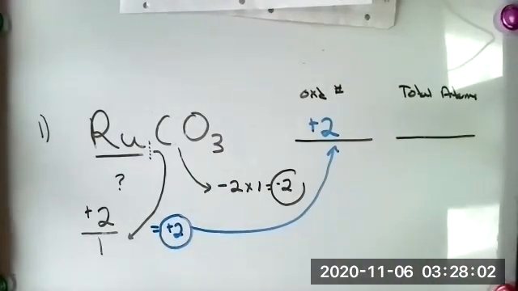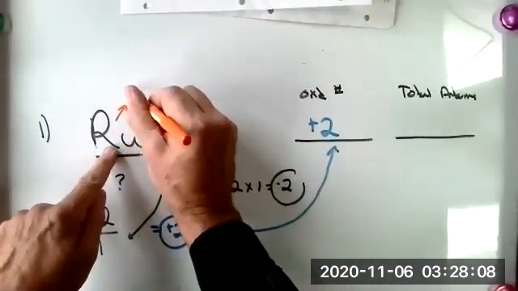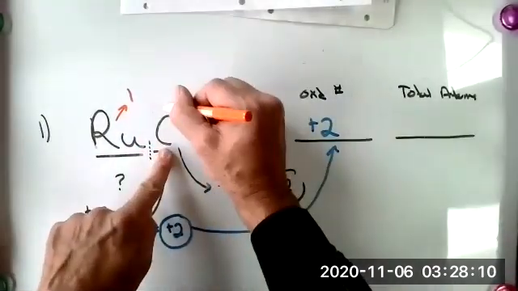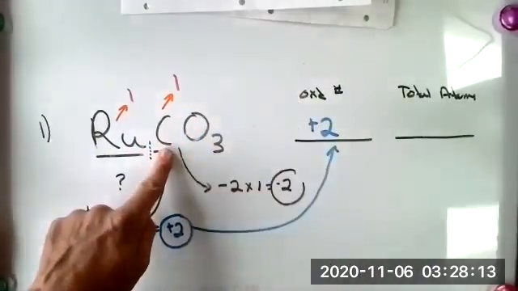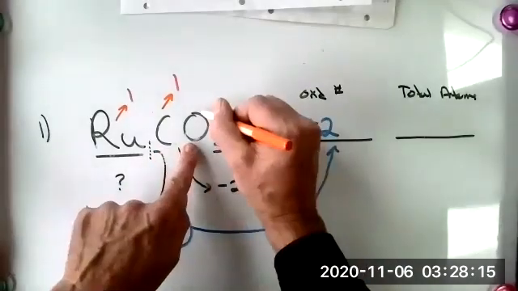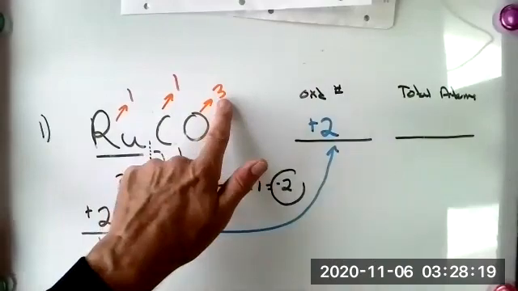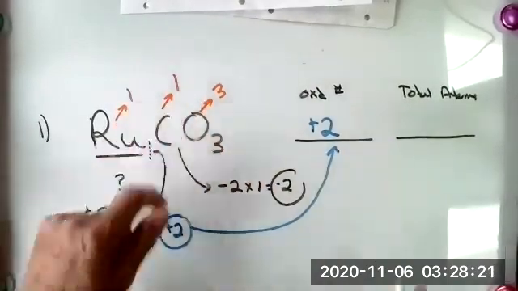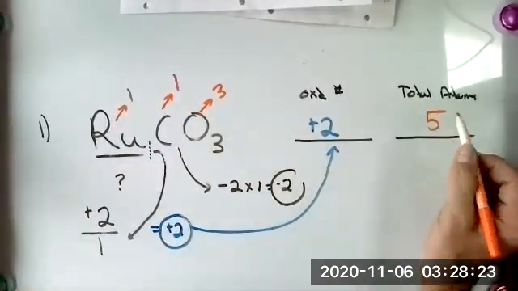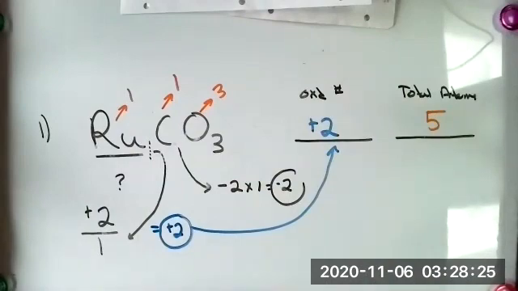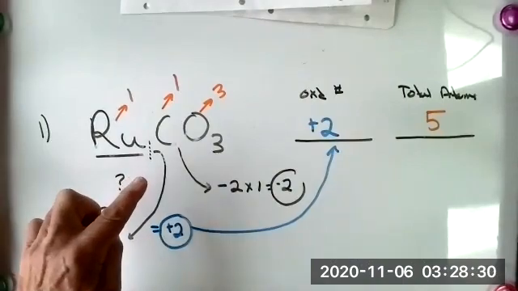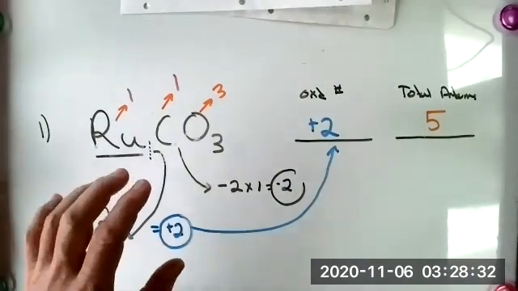Total number of atoms. You've got to go back and count now. Grand total. Looks like there's only 1 RU here. Looks like there's only 1 carbon. Looks like there's only 3 oxygens. 3 plus 1 plus 1 is 5. That's part 2. And I think we need to stop now.